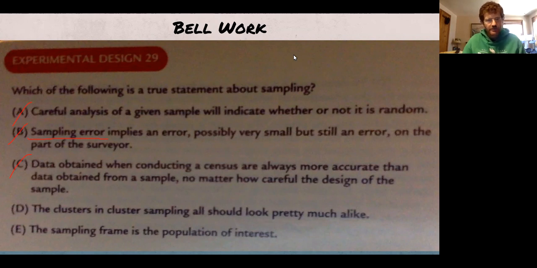The last one: the sampling frame is the population of interest. It's close, but the sampling frame is the actual collection of possible participants in the survey. And so it's an actual list. If it was people, it'd be an actual list of people, which is not necessarily the same as a population of interest because some people don't make it onto that list. So they're not quite equal, but they're close. All right, therefore D is the correct answer. So pretty good with that one.